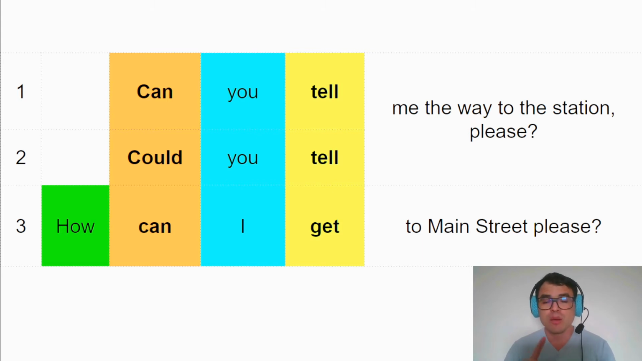So, in number 1, number 2, and number 3, what do you see? You see modals. What color? Orange. So you have a modal, orange. After that, you have a subject, light blue, and then you have a verb in yellow. So you can use modals to ask for directions when you're traveling.